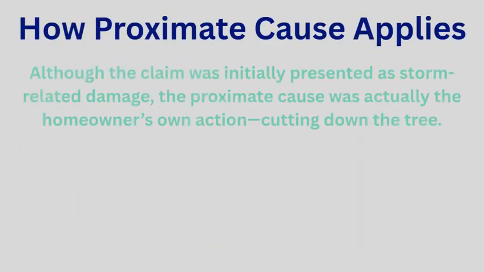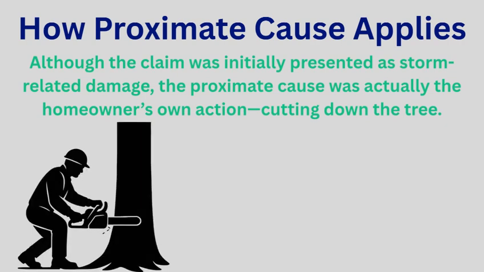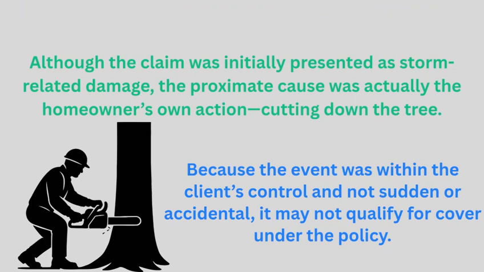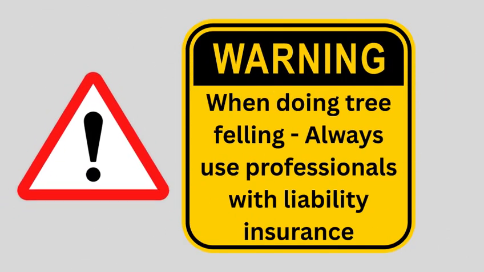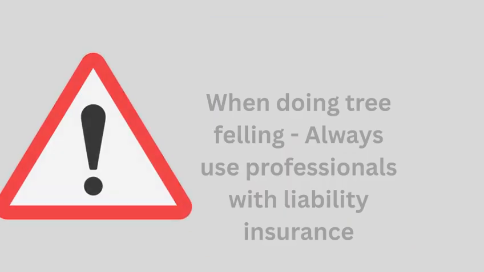Let's look at how proximate cause applies. Although the claim was initially presented as storm related damage, the proximate cause was actually the homeowner's own action, cutting down the tree. Because the event was within the client's control and not sudden or accidental, it may not qualify for cover under the policy. Important notice: when doing tree felling, always use professionals with liability insurance.